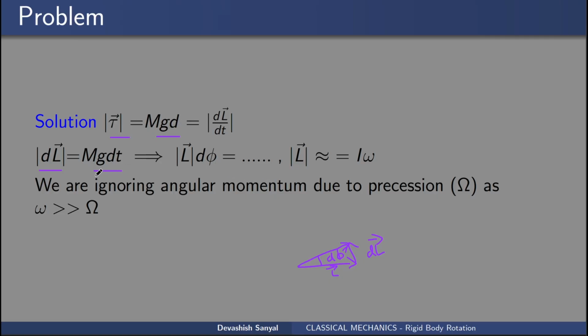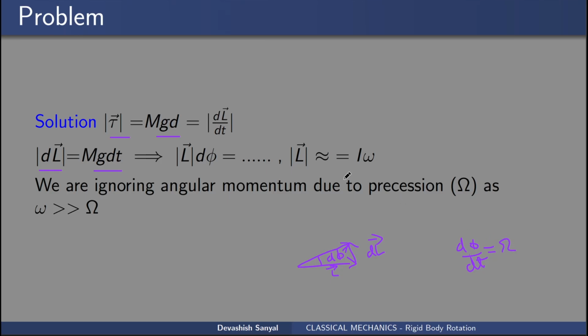Once we write L d phi is equal to mgd dt, then d phi by dt is actually my capital omega. So d phi by dt is my capital omega. You can now complete it.